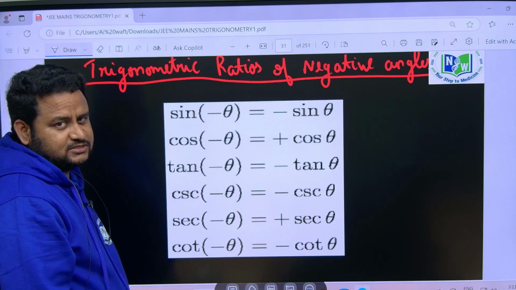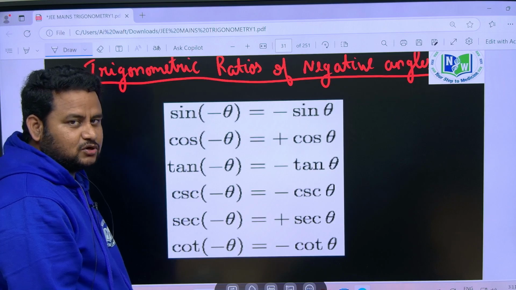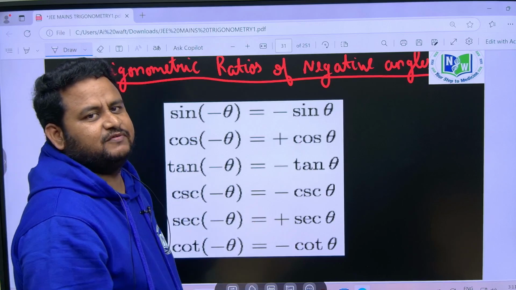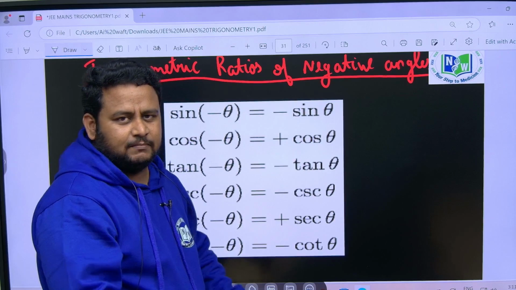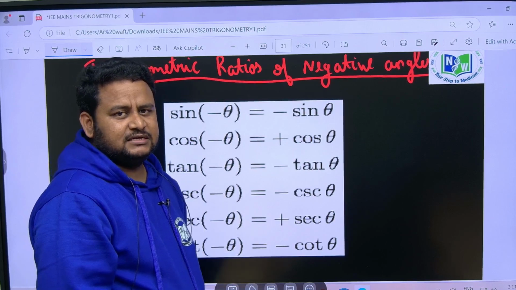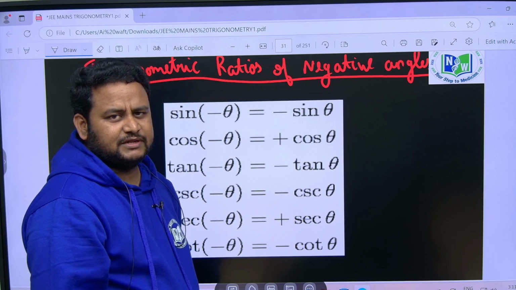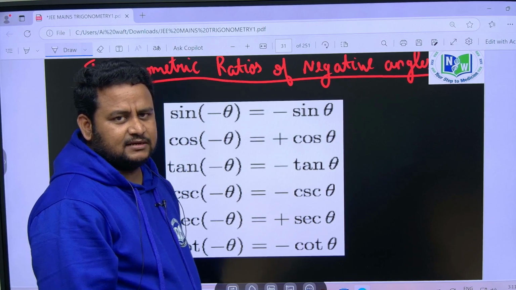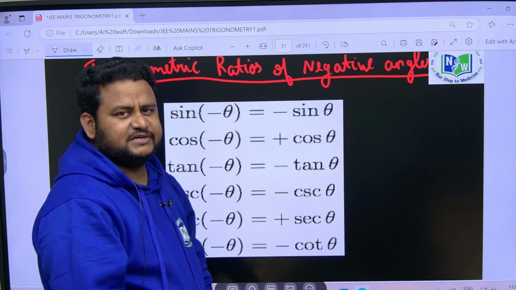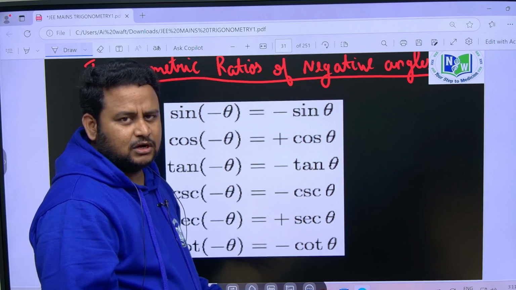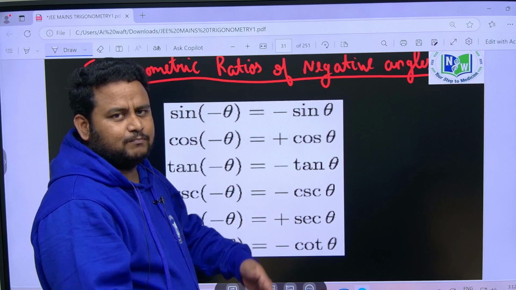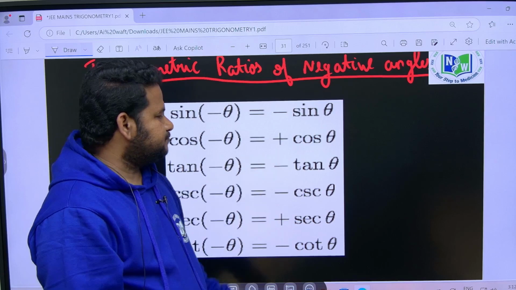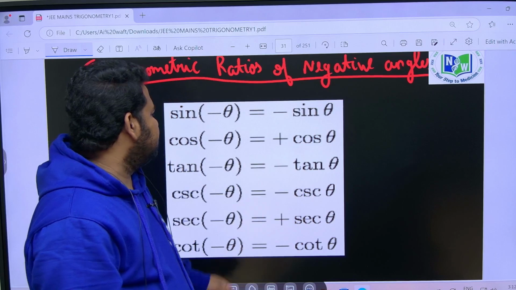But when we talk about cos of minus theta, it is plus cos theta. It will engulf all the negativity within itself. If there is negativity, sin, tan, cosec or cot will throw it out. But when it comes to cos or secant, whatever negativity there is, it will absorb itself. It will not throw it out, so it becomes positive. Cos of minus theta and secant of minus theta are positive values.